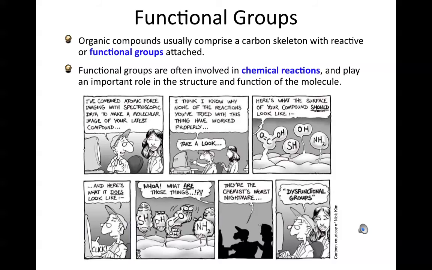Functional groups are, for us, probably the most important part of any molecule. The functional groups are like the hands and feet of a molecule. These are the places where molecules will interact. Vitally important for biological systems.